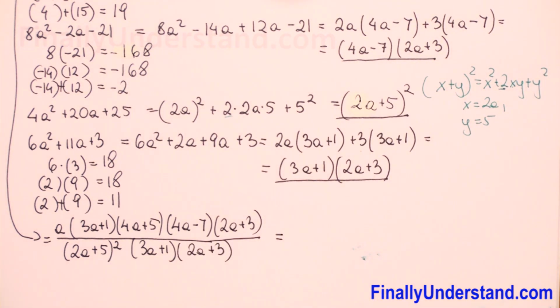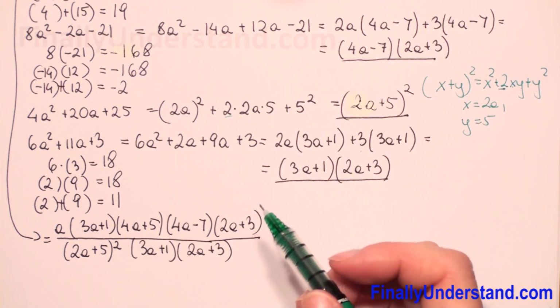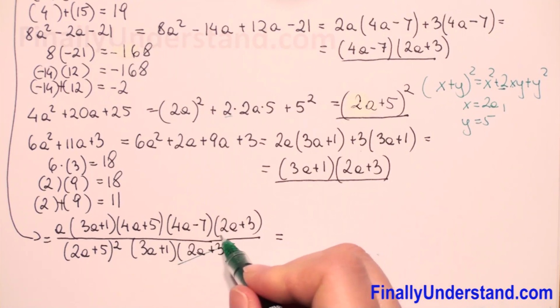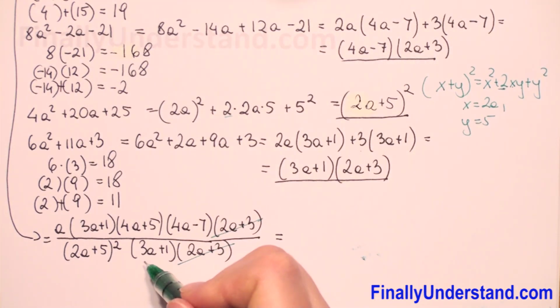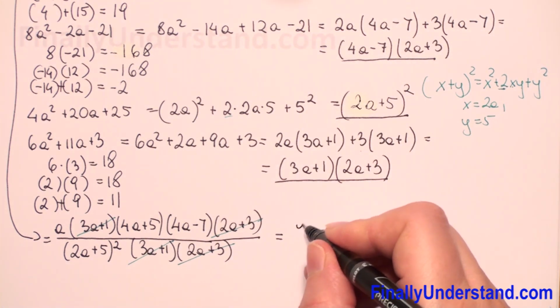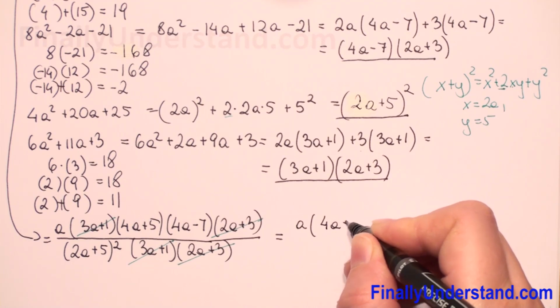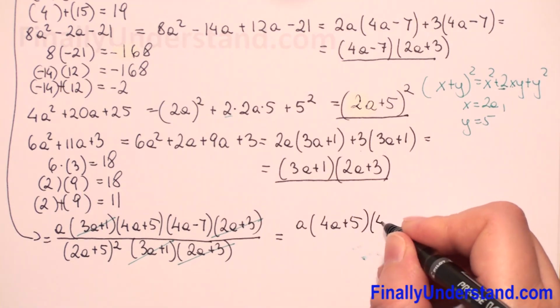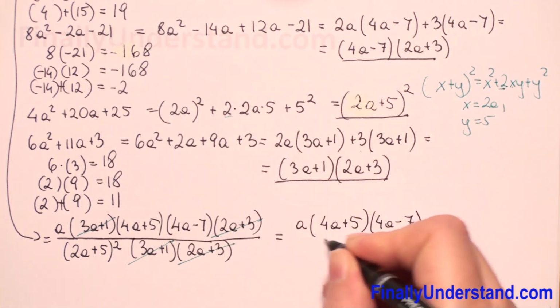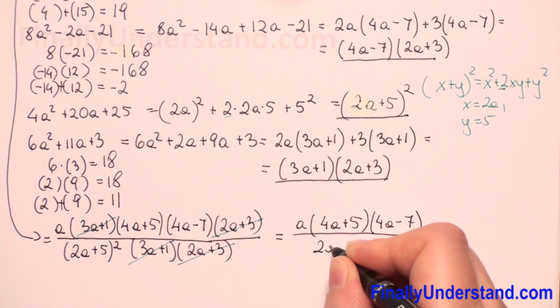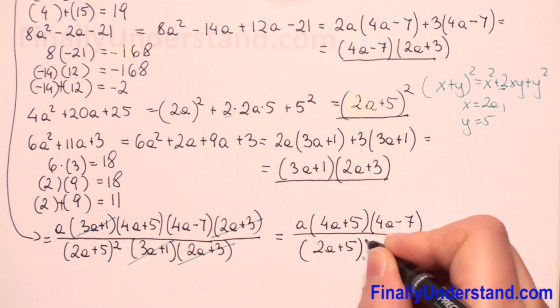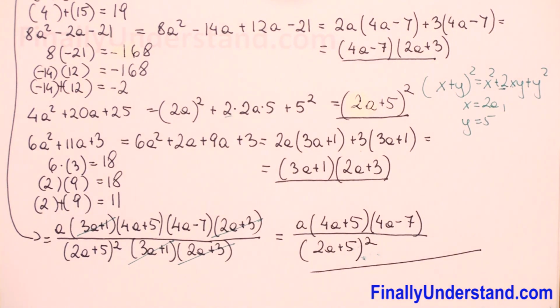Now we can check if we have like terms. In parentheses we have 2a plus 3 and 2a plus 3, so we can cancel out. We have 3a plus 1 and 3a plus 1. So now in the numerator we have a times 4a plus 5 times 4a minus 7 over 2a plus 5 to the second power. This is my solution.